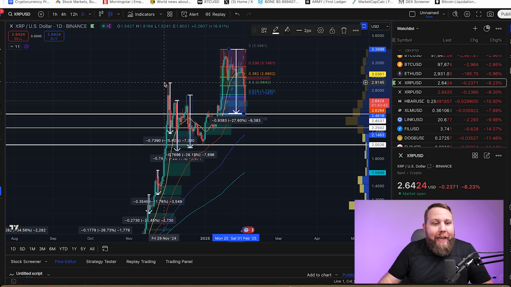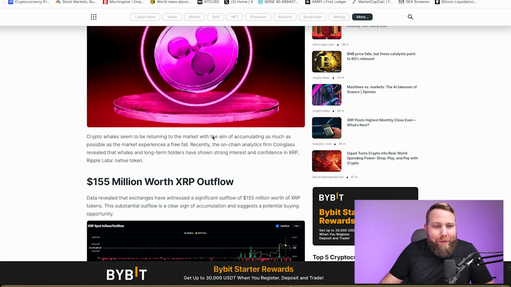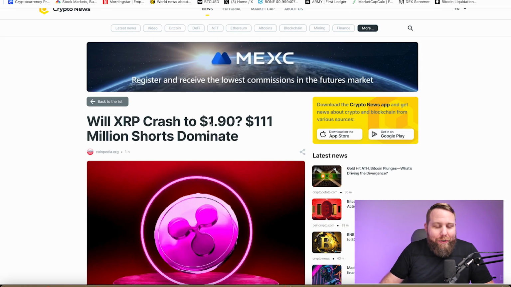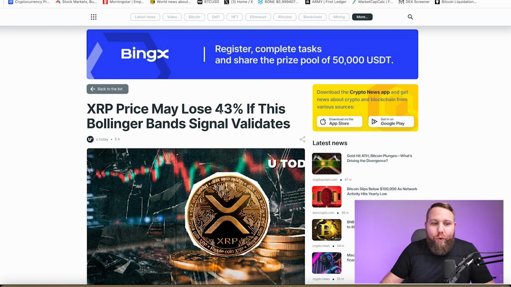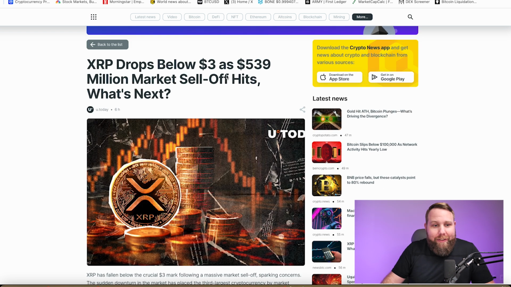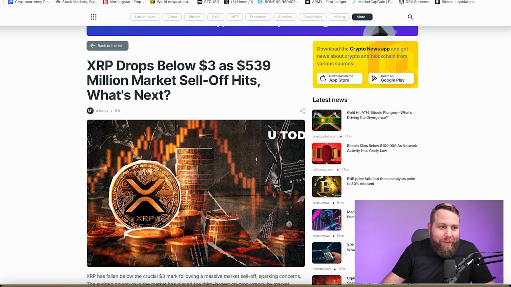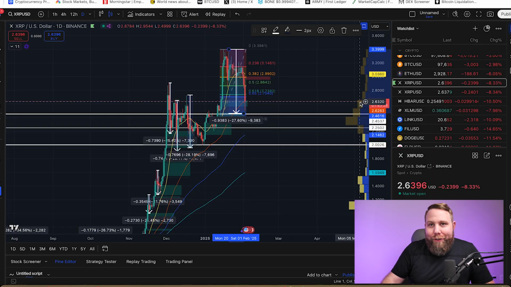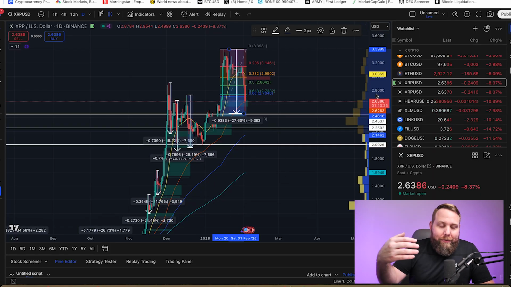That's the game. And what's crazy about it is you see a lot of these tabloids that come out today: will XRP crash to 190? 43% decrease if this Bollinger Band signal hits. Yes, it did have a massive sell-off, and it's just funny reading these tabloids out there. But again, to each our own on where these are going to go. I think some of those are a little robust in terms of how far this will go, but we'll take a look at those.